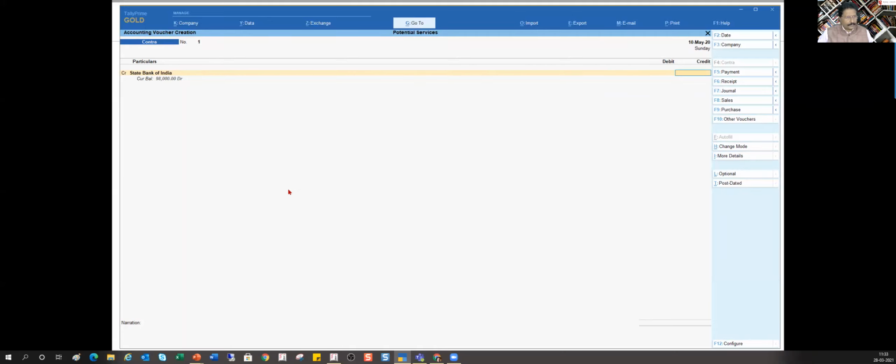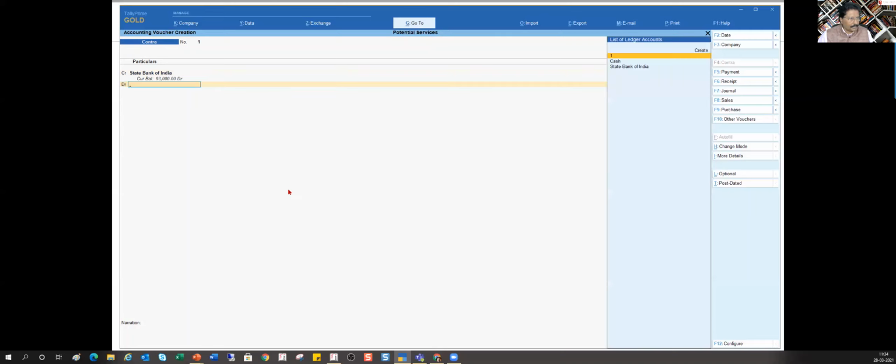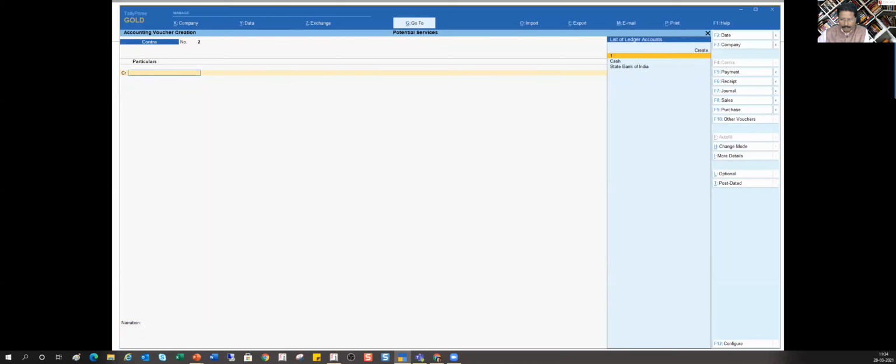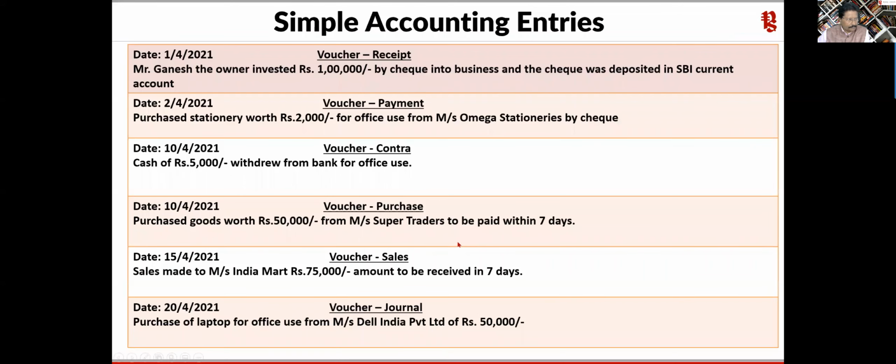Okay. So State Bank of India, basically I have withdrawn 5,000 rupees from the bank. Okay, and then I'm going to debit my cash account. So I'm going to come to cash account, and then I'll say cash withdrawn from bank for office use. Okay, save this voucher.